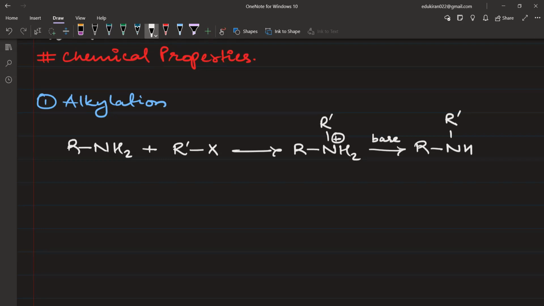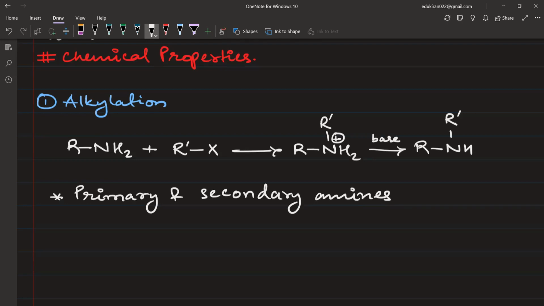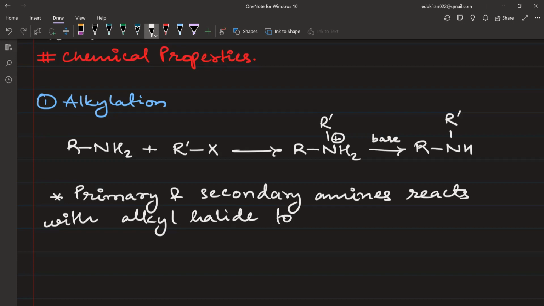Alkylation का मतलब क्या हो रहा है? This nitrogen atom is getting an alkyl group here. Okay, please write. Primary and secondary amines react with alkyl halide to form tertiary amines.